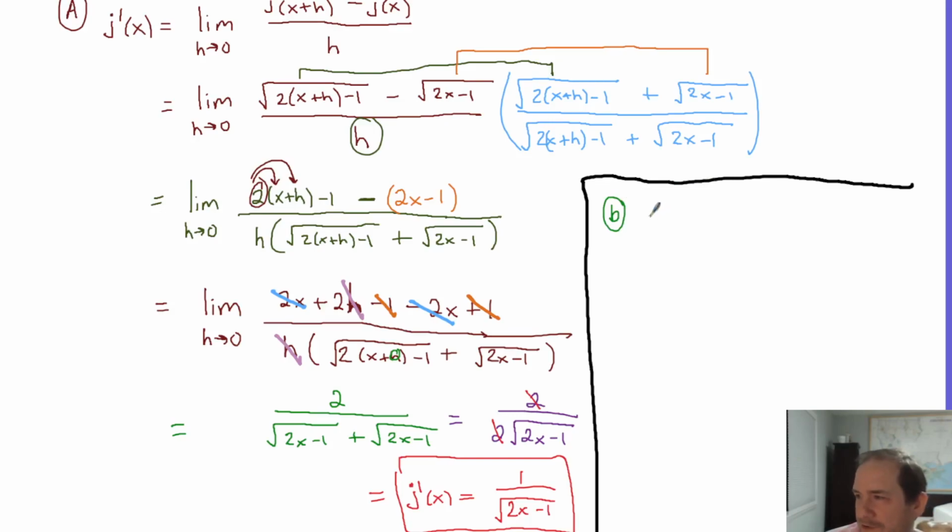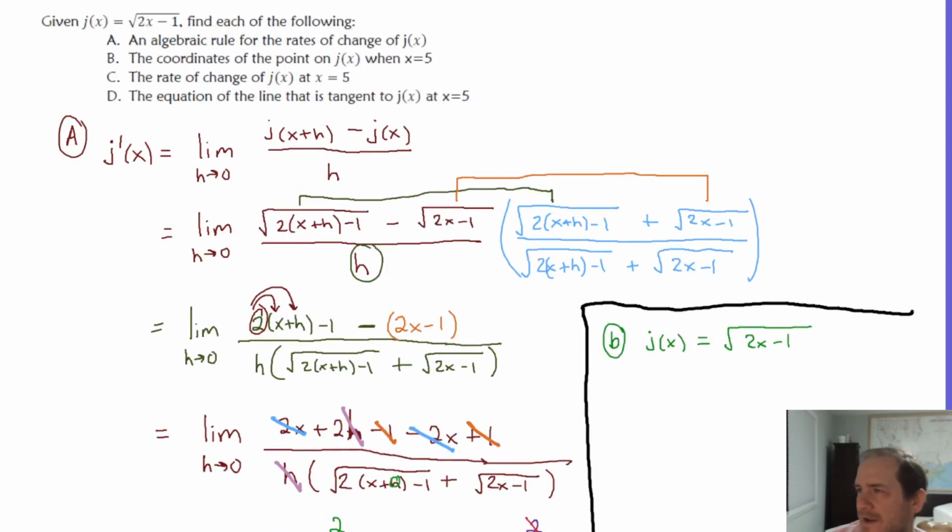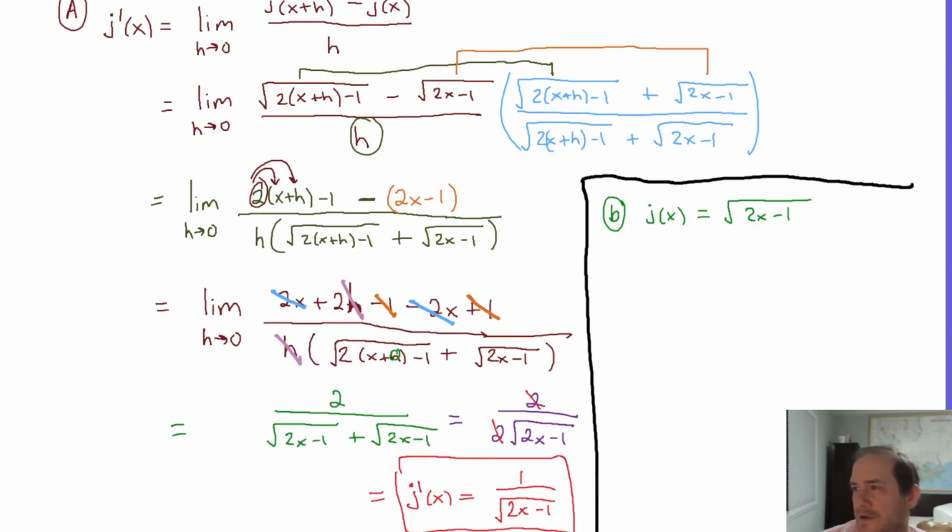So take your original function j of x, which looks like it's root 2x minus 1. And we are trying to get the tangent line at 5, apparently. So let's find j of 5. And that's going to be root of 2 times 5 minus 1, which of course is root 9, and root 9 is 3. So that means our point of tangency is the ordered pair (5, 3).